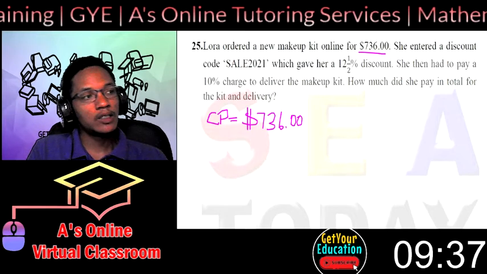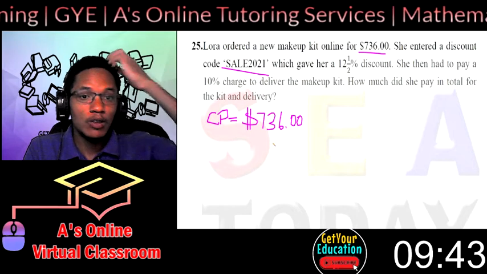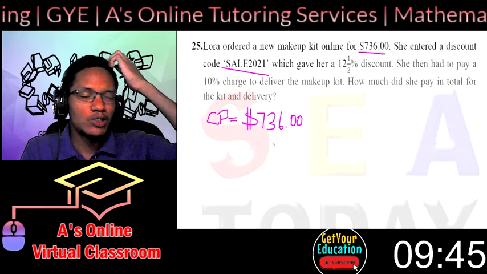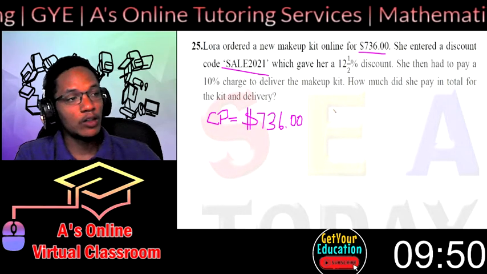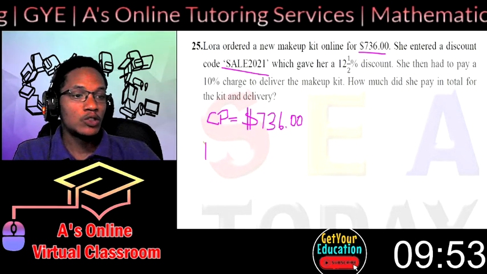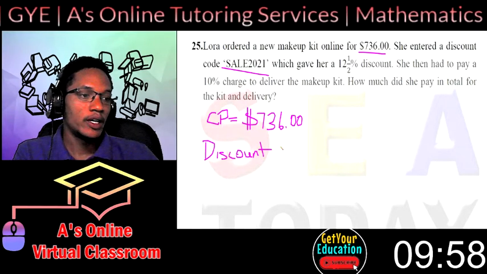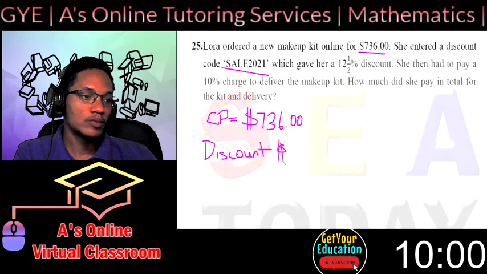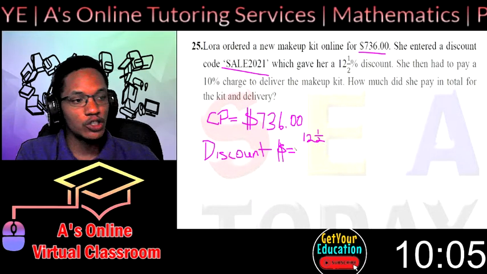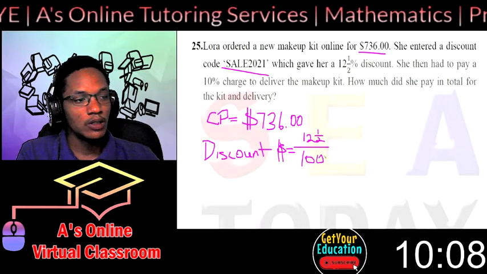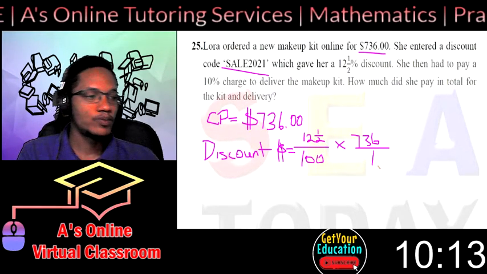But because she has her discount code SALE 2021, she's getting 12.5% off. So we can work this two ways. I will work it where we calculate the discount in dollars. So the discount in dollars, you have to take the 12.5%, which is 12.5 over 100, and multiply it by 736 over 1.